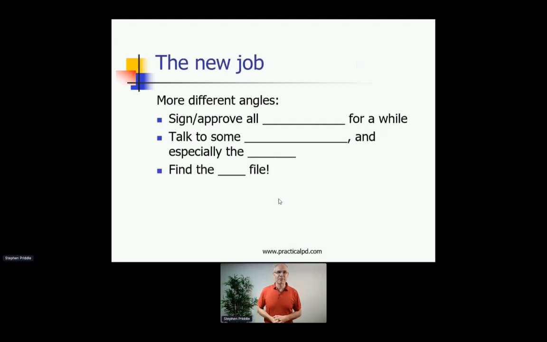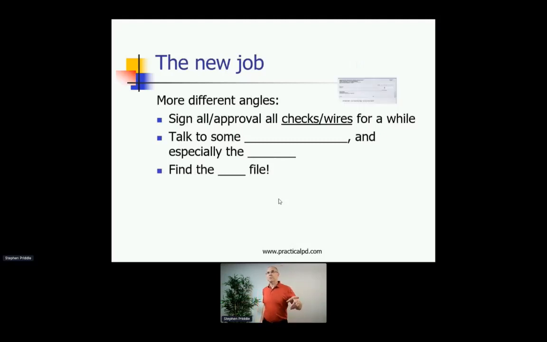Now, how about some more different angles? Sign or approve all the checks and wires for a while. So you join an organization, you're the CFO, and any 2 of any 5 executives have to approve every wire. So it doesn't necessarily have to be you, but you say for the first 6 months, I like to approve all of them. Which reminds me, I got to make sure about wire approvals. I'm going on a vacation tomorrow. So approve all of them, because then you will see the flow.